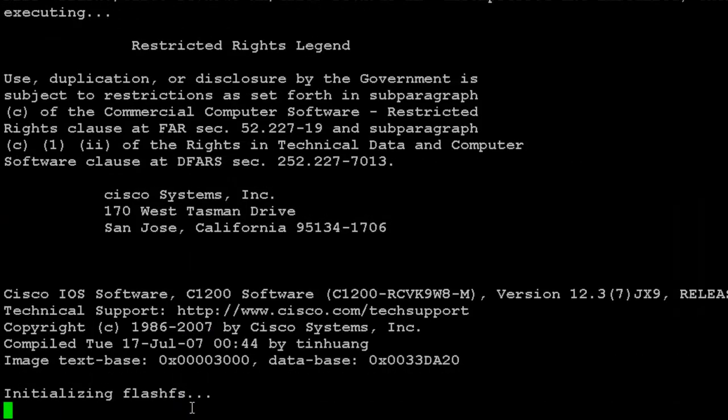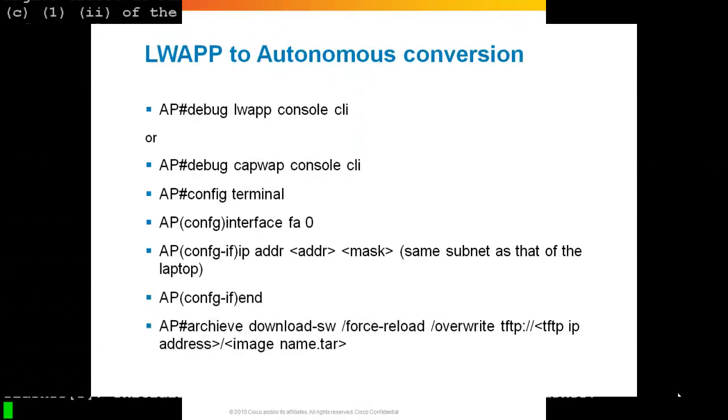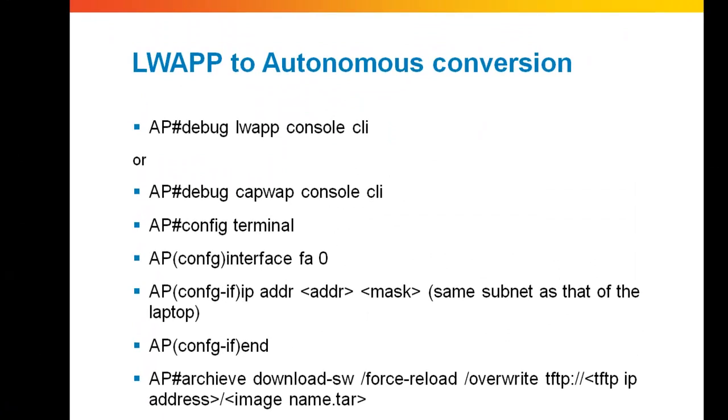Now let's see how to convert the LWAPP to autonomous. In order to convert the LWAPP to autonomous mode, we need to run the following commands. Debug LWAPP console CLI or debug CAPWAP console CLI. Config terminal, interface FA0, and once we are in the interface, IP address, subnet mask, and make sure the subnet is the same for the AP and the machine. And then archive download-software force-reload override, TFTP, and the image name, the same way we did when we converted autonomous to LWAPP.